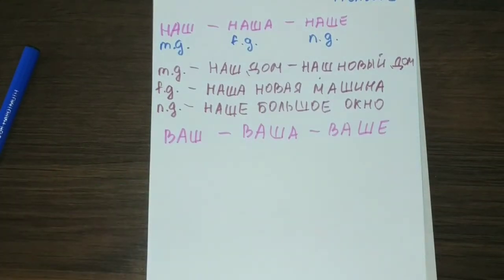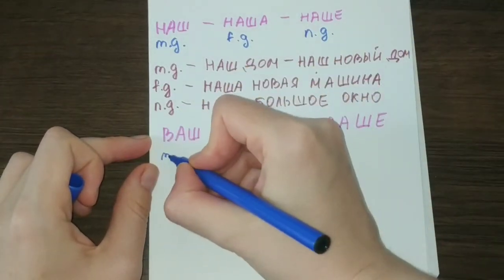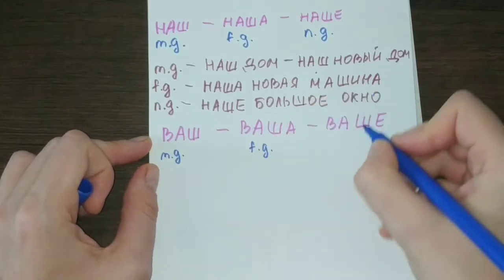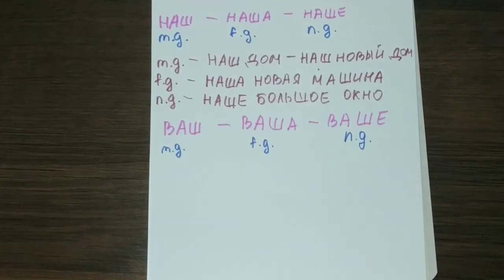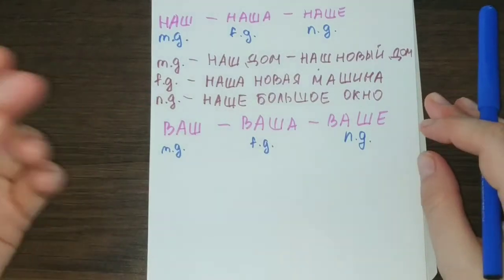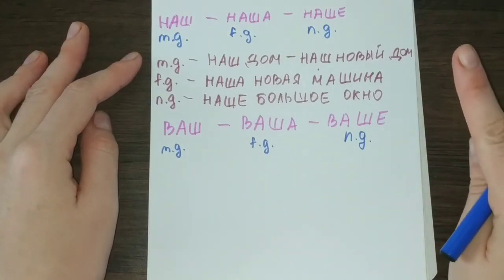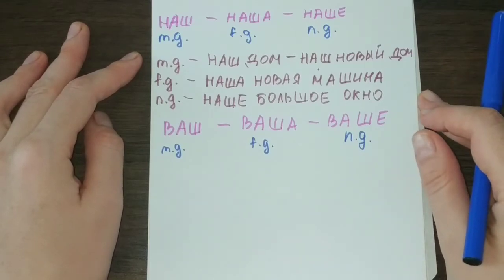So ваш came from the personal pronoun вы, and as you know, вы in Russian can mean two things. It can mean either a formal way of addressing a single person, or it can mean addressing a group of people.